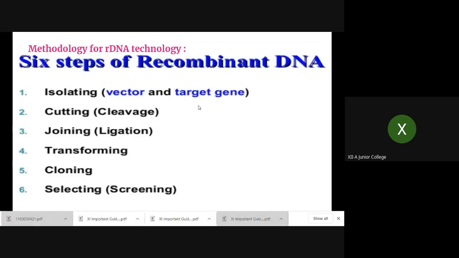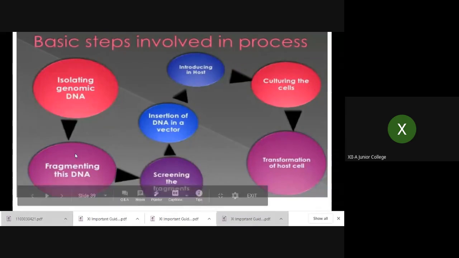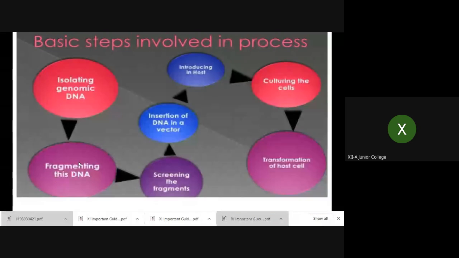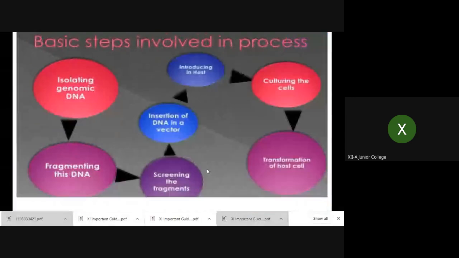Now all these are just steps. Now I will show you again this type of structure where you can remember all the steps, so this is the revision of all the steps, and then again I will explain each step. So the first step is isolating genomic DNA where the gene of interest is present. Then the DNA is fragmented into small pieces with the help of restriction enzymes, endonuclease enzymes. Then screening is done. Why screening? Screening is required because we don't know which DNA fragment contains the gene. So it is to be screened.